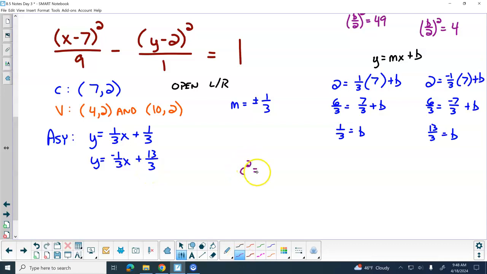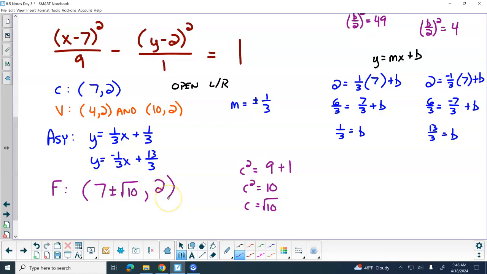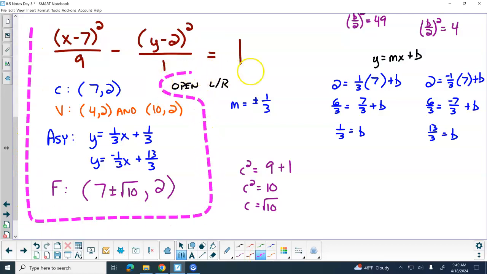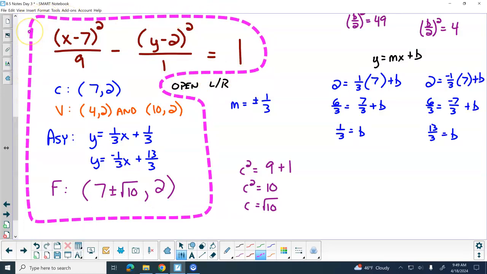C squared is going to be a squared plus b squared. So c squared is going to be 10. So c is going to be the square root of 10. Since it opens left and right, we're going to add that and subtract that to the x part of my center. And those are the key things that you need to find. Okay?